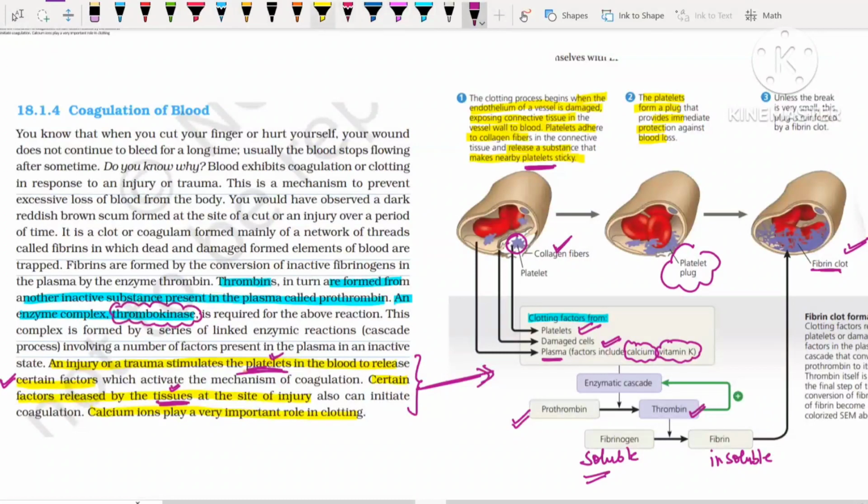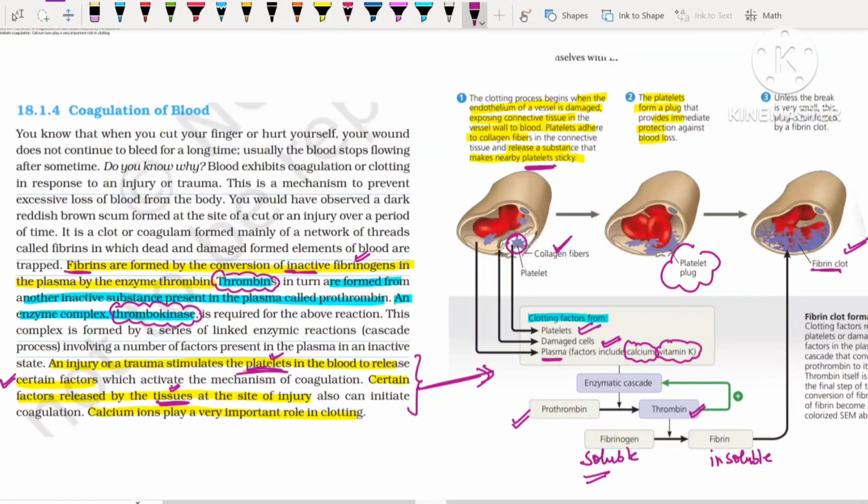Please focus on this line. Thrombin is the one which is going to convert fibrinogen into fibrin. Fibrin is formed by the conversion of inactive fibrinogen, which is present in the plasma, by the enzyme thrombin. So thrombin is the one enzyme which will convert fibrinogen, which is inactive but soluble, into active fibrin, which is insoluble.